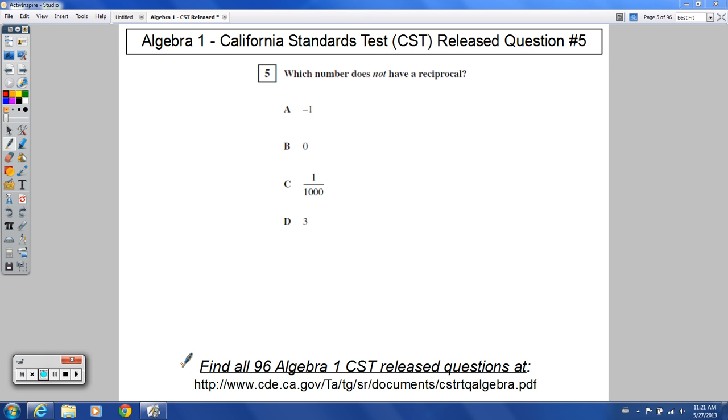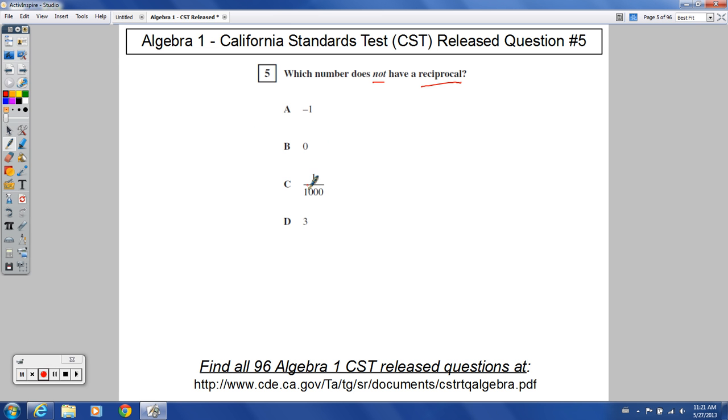Welcome to Algebra 1 CST release question number 5. It says, which number does not have a reciprocal? Reciprocals, we take numbers as fractions and we flip them over. And so which one of these does not have a reciprocal, does not have something that we could flip over?